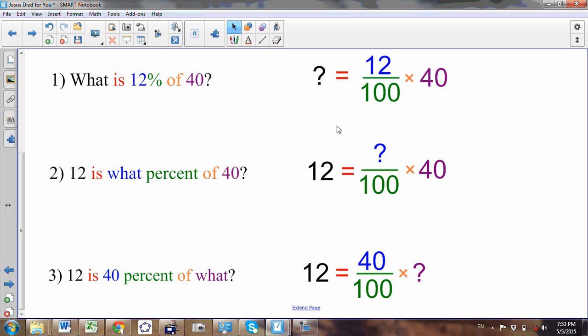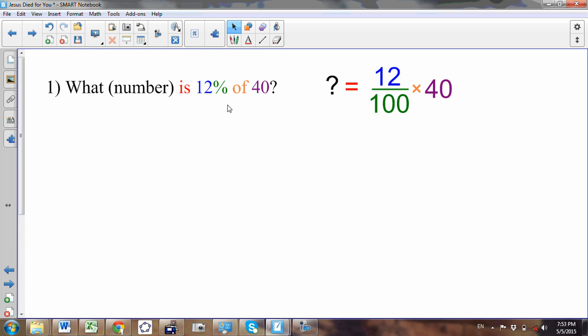And we're going to solve all of these using a similar process. It's going to be algebra in disguise, actually. So let's take a look at the first one here. What number is 12% of 40? Well, this one we just multiply it out. 12 divided by 100 times 40.